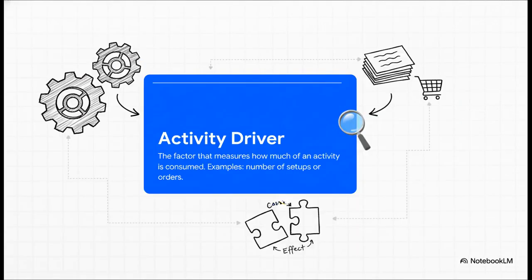Now, to connect the cost to these activities, we need something called an activity driver. This is simply the thing that measures how much of an activity gets used up. So for the activity setting up a machine, the driver is just the number of setups.